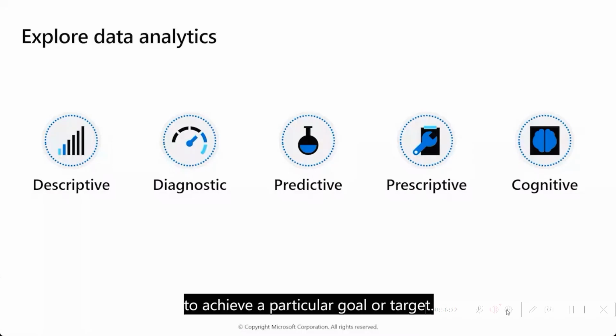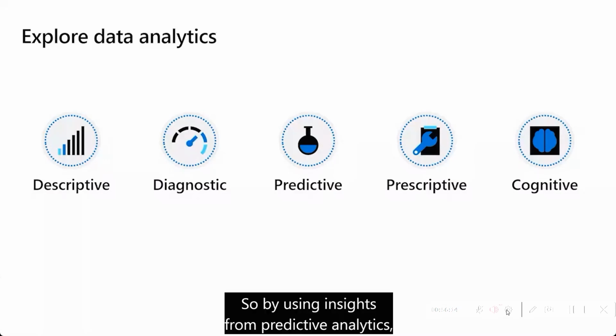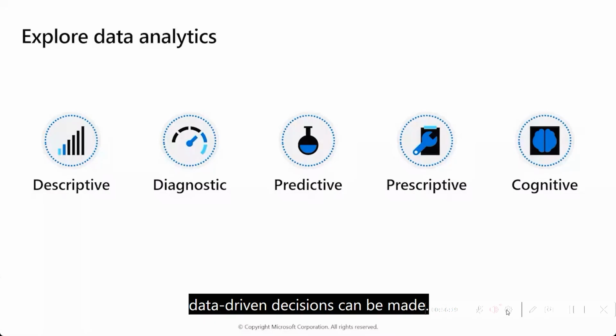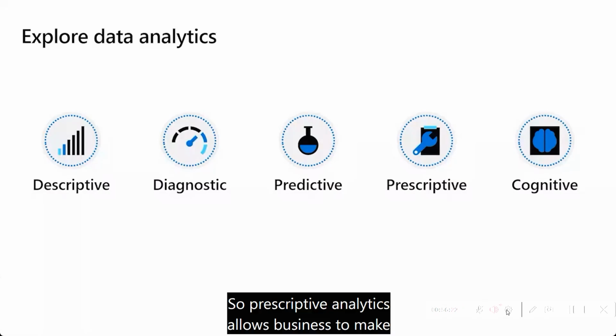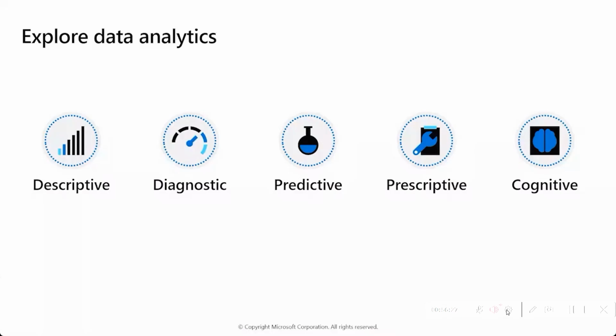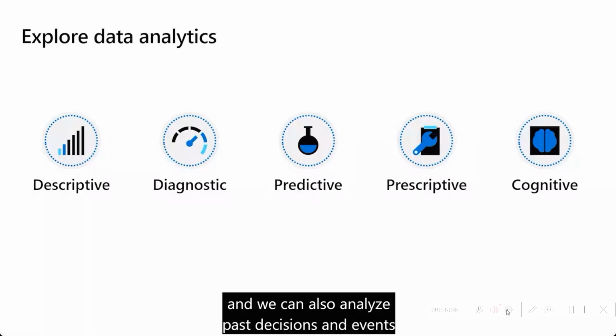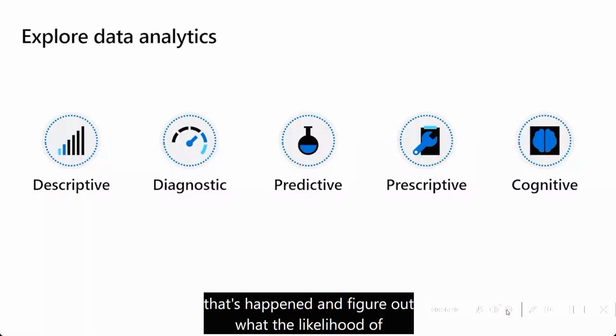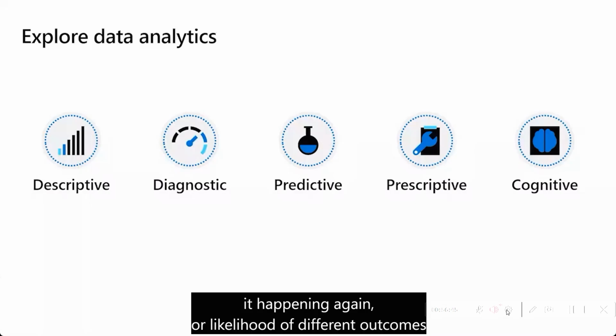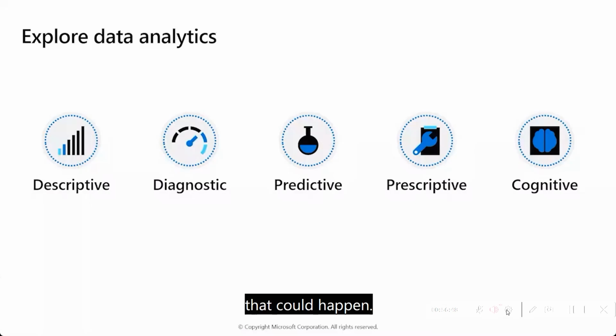And with prescriptive analytics, this is really used to help answer questions about what actions need to be taken to achieve a particular goal or target. So by using insights from predictive analytics, data-driven decisions can be made. Prescriptive analytics allows businesses to make informed decisions in the face of uncertainty. With prescriptive analytics, we can rely on machine learning strategies to find patterns in a large data set. And we can also analyze past decisions and events that have happened and figure out the likelihood of it happening again or the likelihood of different outcomes that could happen.